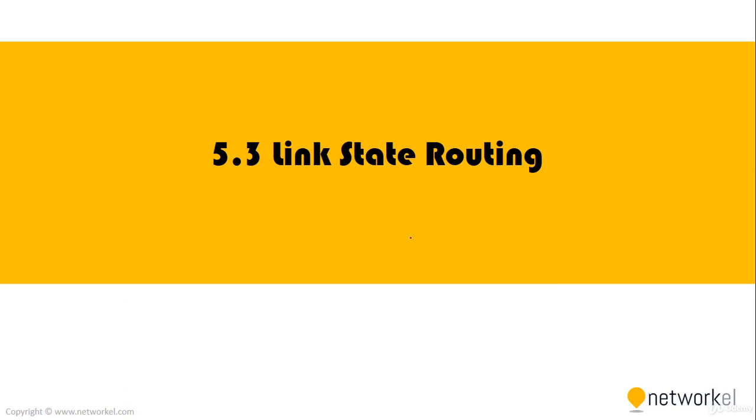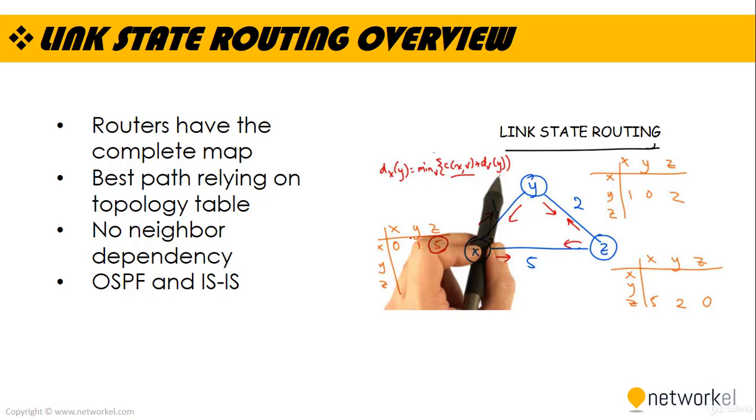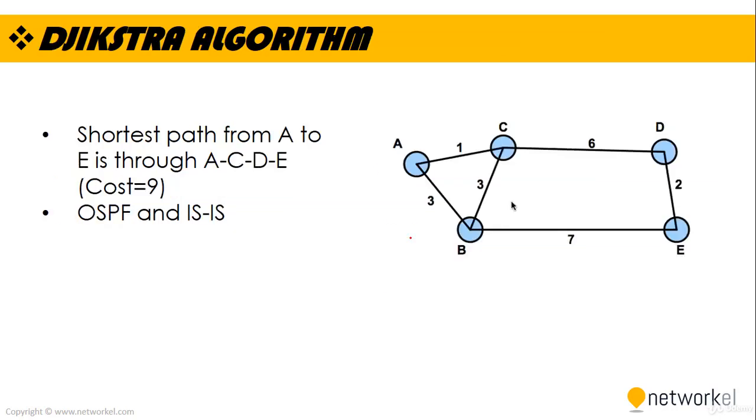Let's go ahead with the link state protocols. Routers that are using link state routing protocols have the complete map of the network topology, and they choose the best path relying on the topology table. In link state routing, we don't have any dependency on our neighbors. We don't care about what they tell us as distance vectors. OSPF and IS-IS are the most commonly used link state protocols.